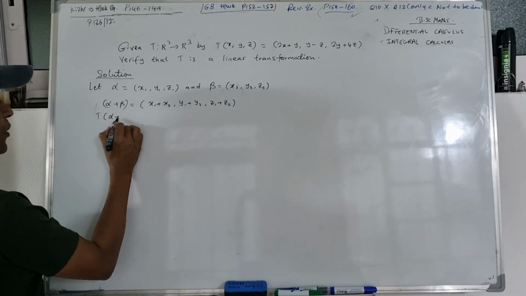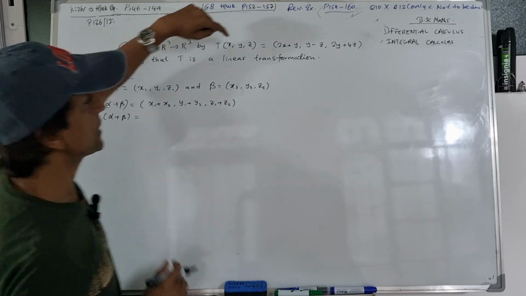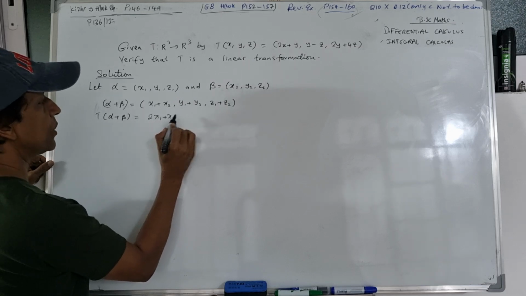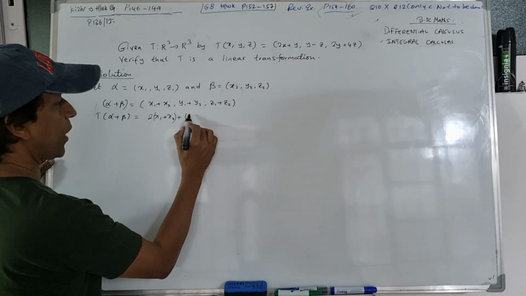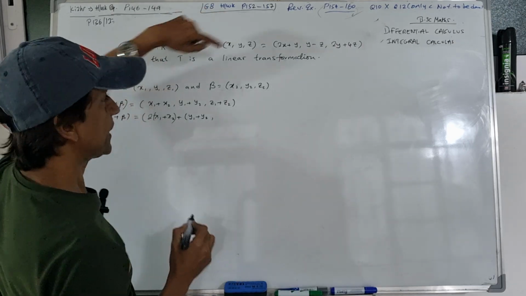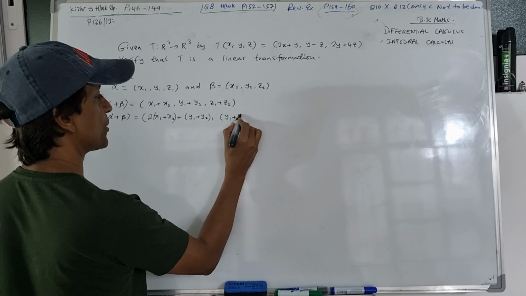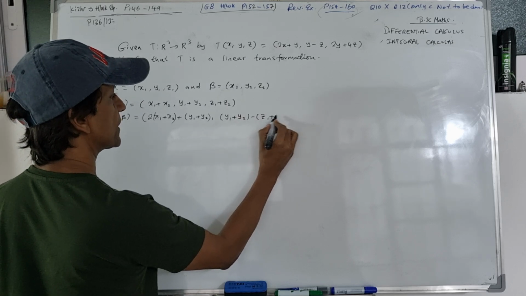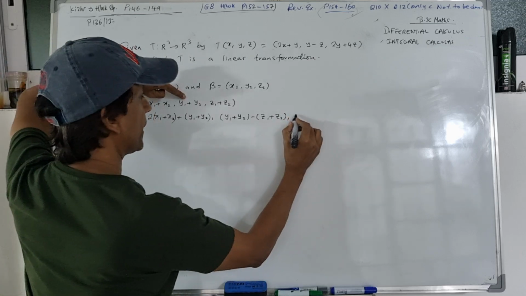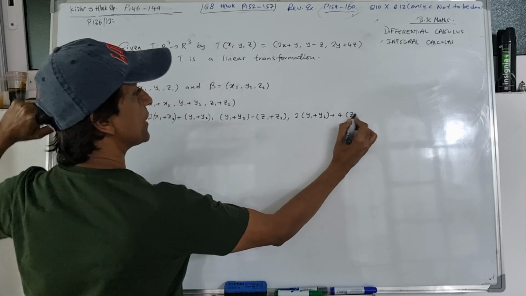Now if I apply my transformation on alpha plus beta, which are two vectors in that vector space, what is the transformation? It takes the first coordinate to 2x plus y, so here 2 times (x1 plus x2) plus (y1 plus y2). The second coordinate is y minus z, so my y is this and z is that, giving (y1 plus y2) minus (z1 plus z2). Finally, the third coordinate is 2y plus 4z, so 2 times (y1 plus y2) plus 4 times (z1 plus z2).